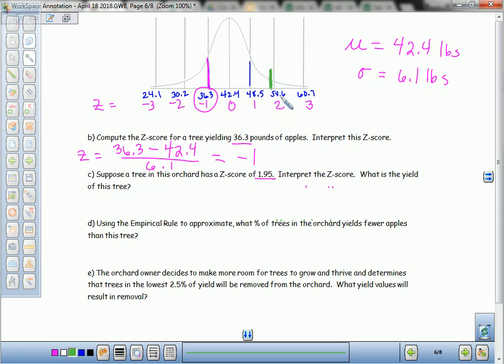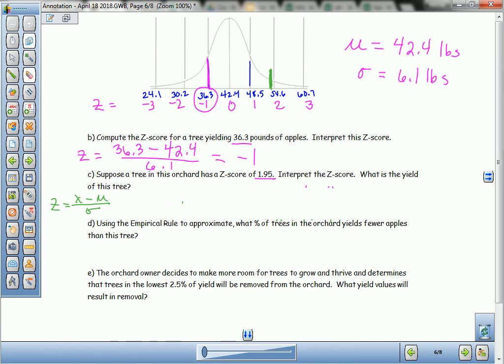So if we were estimating using the empirical rule, we would say the production is really close to 54 pounds, wouldn't we? Okay? But let's see what it is using our z-score. Remember z-score, data minus mean, divide by standard deviation equals the z-score. So this time we were given the z-score.